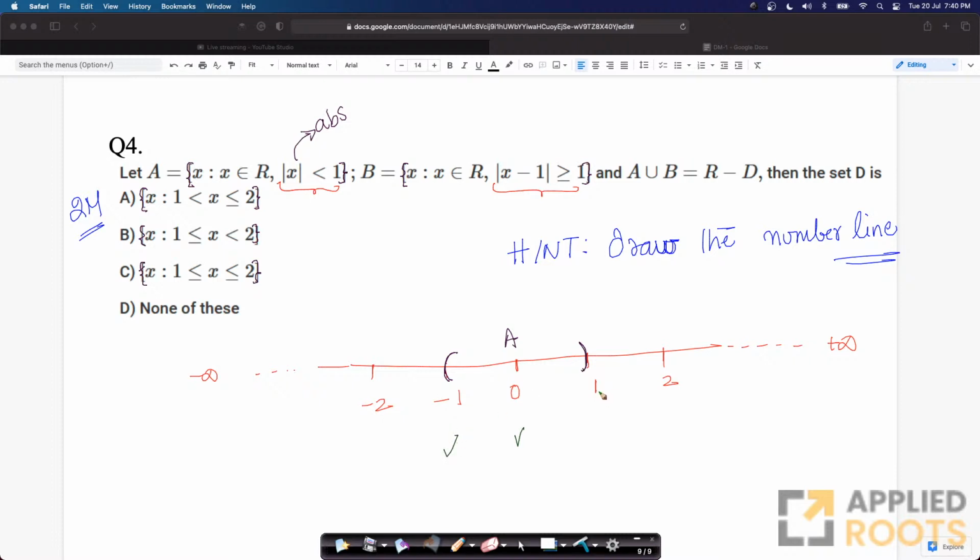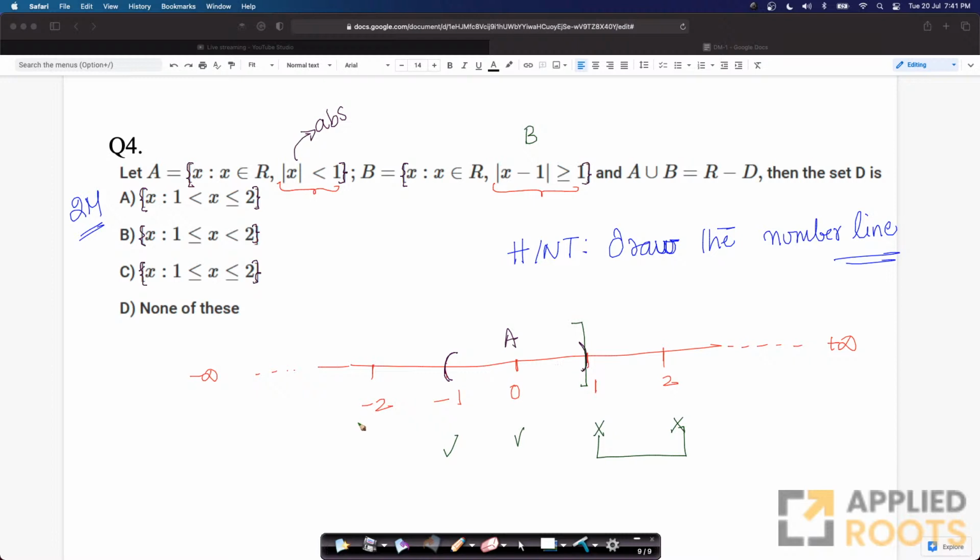Now, will 1 be here? Will 1 be there in this set B? This is set B, right? 1 minus 1 is 0. It's not greater than or equal to this. So this won't be there. Will 2 be there? Let's ask that question, right? So anything between 1 and 2 will not be there. So take 1.5. If you take 1.5, 1.5 minus 1 is 0.5 and the absolute value is 0.5. 0.5 is not greater than or equal to 1. So anything between 1 and 2 will not be there. Will exactly 1 be there? Yes, exactly 1 will be there, right?